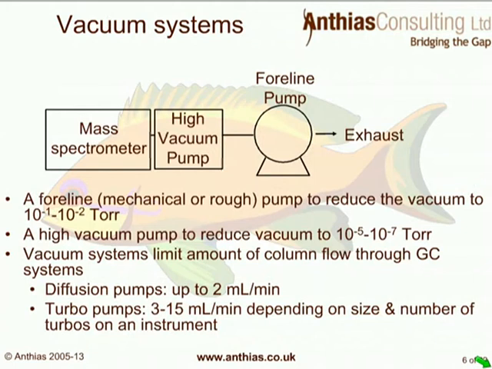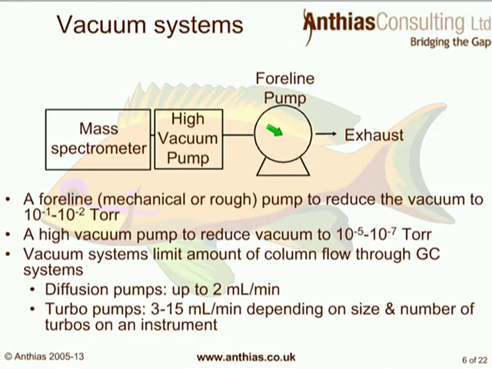So think about the vacuum system with a GCMS. First of all, it's two components. The first component is a high vacuum pump, and then that feeds into the foreline pump. Now, the foreline pump is also known as the mechanical or rough pump. This is used to reduce the vacuum to 10 to the minus 1 to 10 to the minus 2 torr.